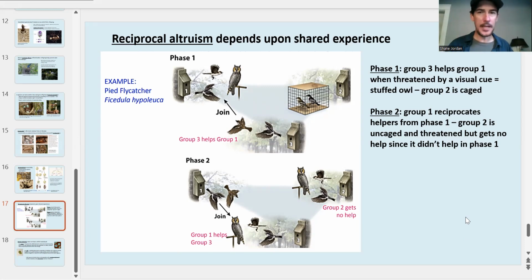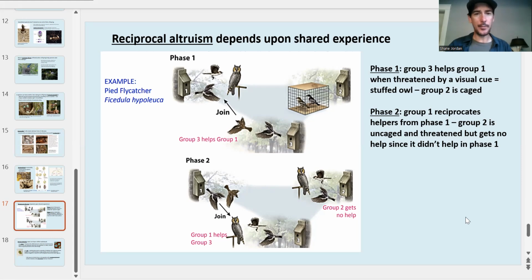And so this learned behavior really depends upon shared experiences amongst individuals. And when we talk about altruism and relatedness, we've often been talking about this at the level of kin. Individuals who are siblings or cousins, parents and offspring, seem to have a higher chance of gaining indirect fitness from one another and a higher chance of exhibiting altruistic behavior.